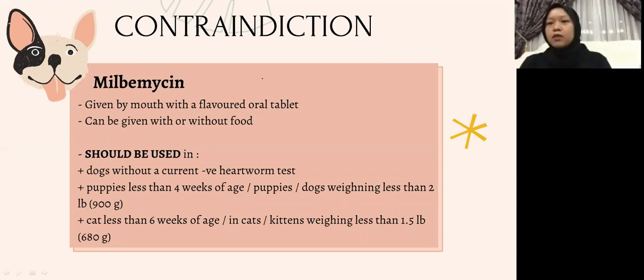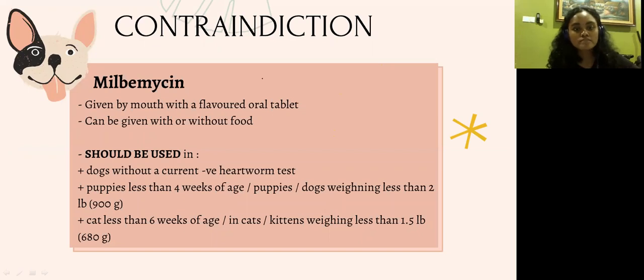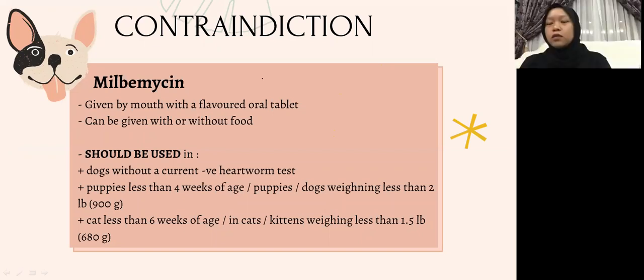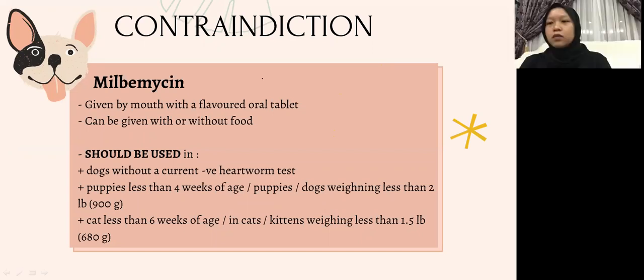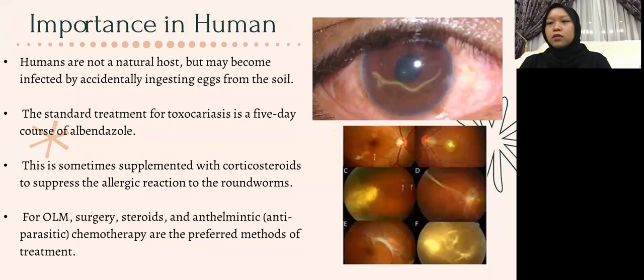So this drug should not be used in dogs without a current negative heartworm test and puppies less than 4 weeks of age, or probably the dogs weigh less than 2 pounds, which is similar to 900 grams. And also cats less than 6 weeks of age, or kittens weighing less than 1.5 pounds, which is about 680 grams. Next, I will briefly explain to you about the importance of human health.